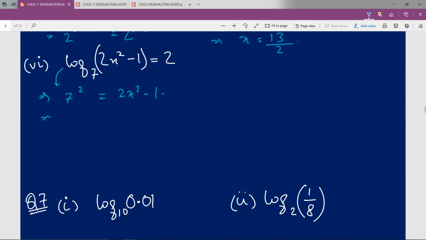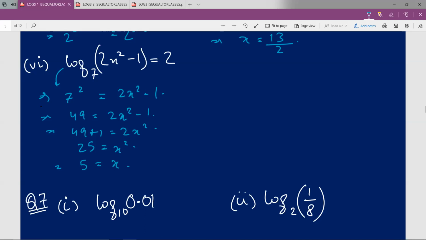So 7 raised to the power 2, I can write that as 7 into 7, which is 49. So 49 is equal to 2x square minus 1. I'll go through it step by step. Now over here, minus 1. So what I'll do is minus 1 will go to the LHS and become plus 1. So 49 plus 1 will be equal to 50. And the 2 that is present in the RHS will go to the LHS, be divided by 50 and become 25 is equal to x square. So therefore, the square that is present in the RHS will move to the LHS and become root of 25. And root of 25 is equal to 5, which is equal to x.